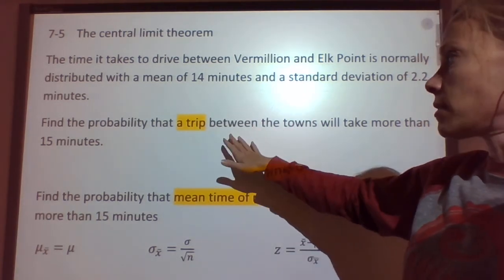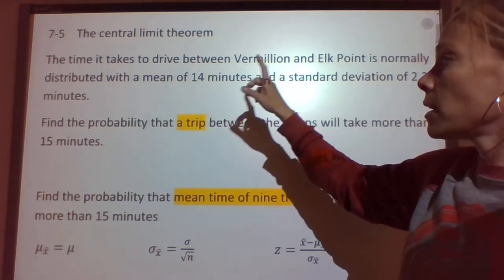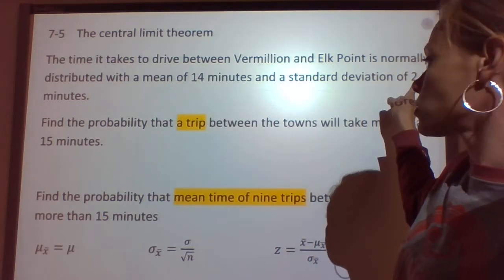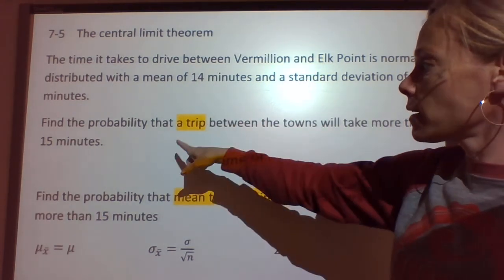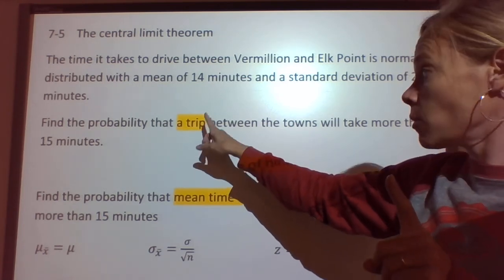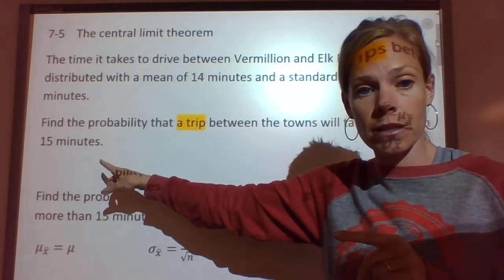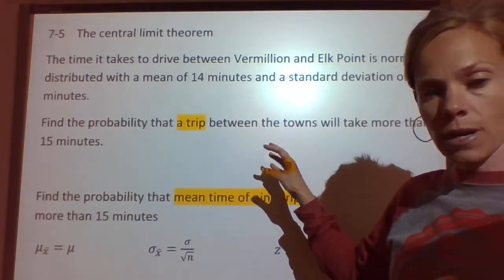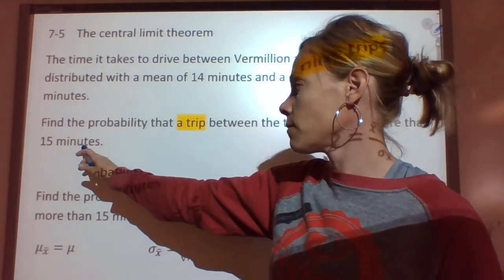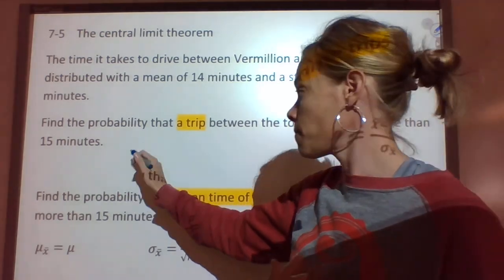Before now, we've done stuff like this. The time it takes to drive between Vermilion and Elk Point is normally distributed with a mean of 14 and a standard deviation of 2.2. So find the probability that one trip between the towns will take more than 15 minutes. So this is what we did in 5-2. We found the probability that a trip will be more than 15 minutes by converting it first into a z-score.